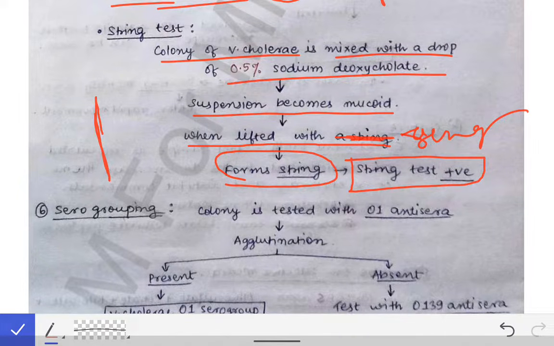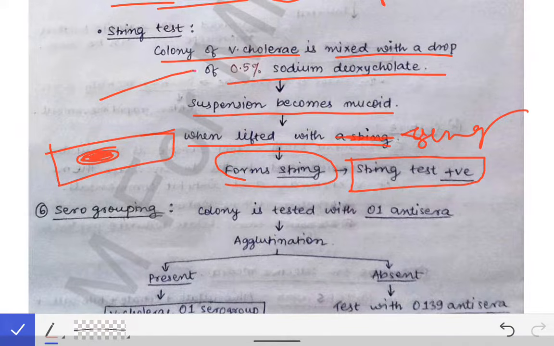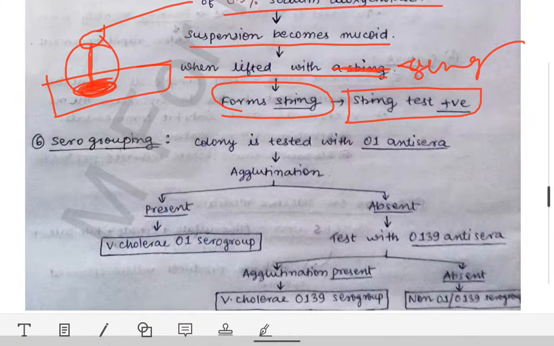Suppose this is a glass slide, and this is where you have mixed the colony of Vibrio cholerae with 0.5% deoxycholate, and you have got this inoculating loop with you. When you touch this suspension with the inoculating loop, you will see that a string is formed like this. This is called the string. This is called a positive string test. So this is in the case of Vibrio cholerae.